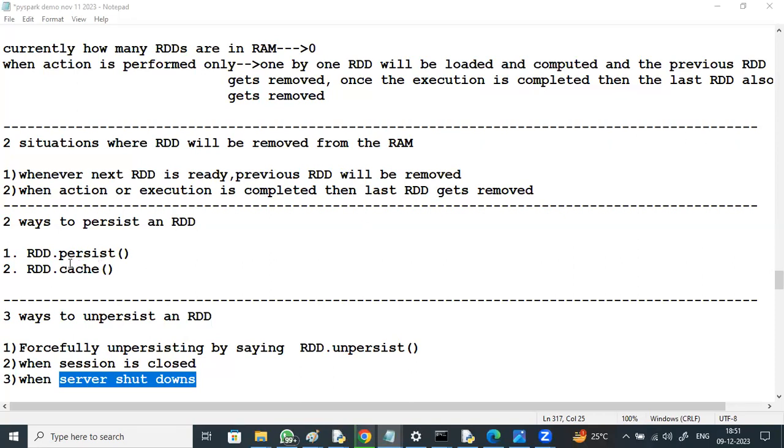No, I'll be discussing the persist options. Persist options are there. I'll be discussing one by one the persist options: memory, memory and disk, and disk.